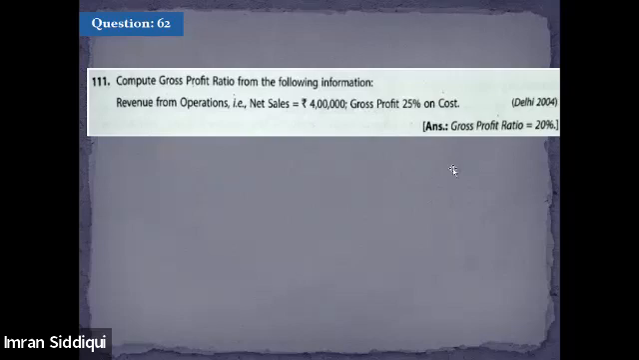Sir, cost means cost of goods sold. Yeah, cost means cost of goods sold. Okay.